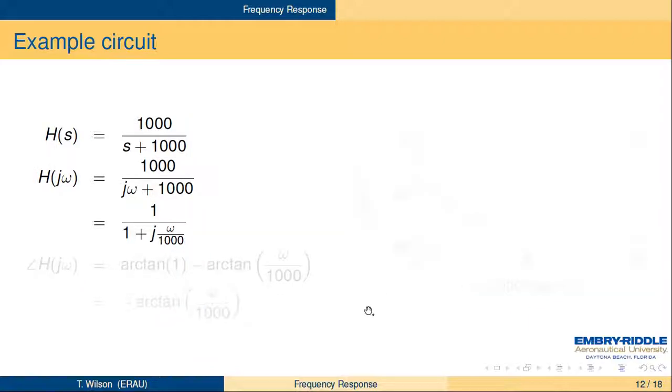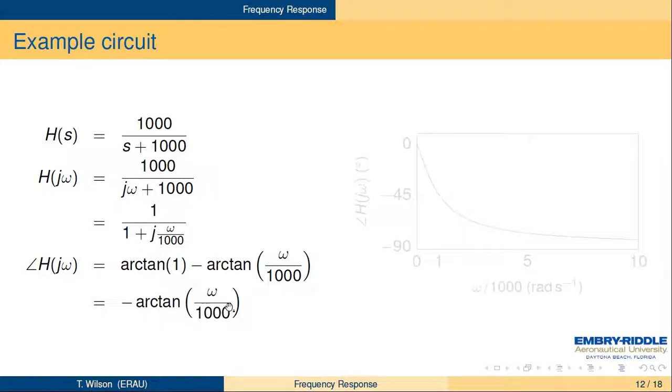So the phase angle, we do the same thing. We've got the same formula, 1 over 1 plus j omega over 1,000. And now it's the angle of the numerator, which is 1, minus the angle of the denominator, which is omega over 1,000. The angle of the denominator is the arctangent of the imaginary part over the real part. There was no imaginary part here, so this should not say arctan of 1. This should say arctan of 0, since the imaginary part was 0 here. That's a bug. So this term is going to go to 0, and we're going to be left with minus arctan of omega over 1,000.